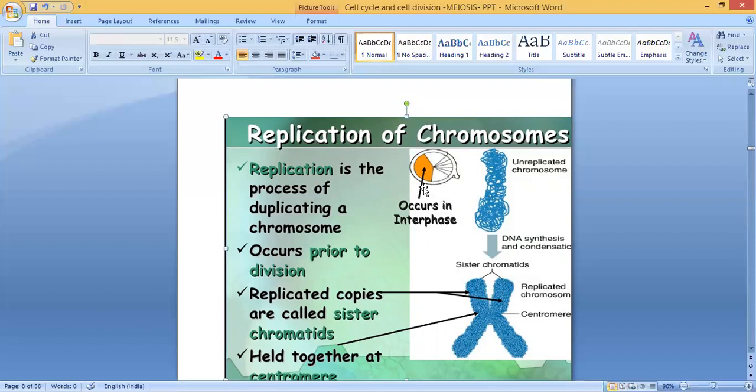Here you see it occurs in interphase. After that, meiosis will take place. This is an unreplicated chromosome, before replication. Here, DNA synthesis and condensation occur, and they will become double. Double means you can see one pair of sister chromatids. So this is a replicated chromosome. This point is called the centromere.